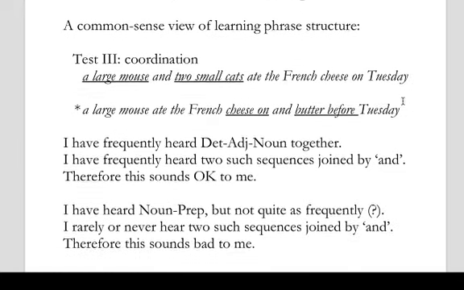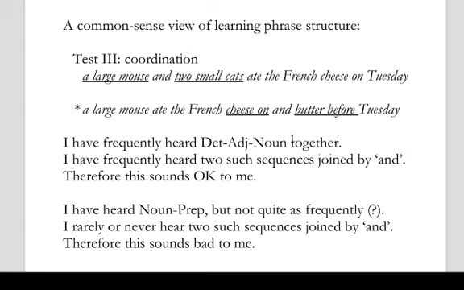Compare this to the non-constituent "she's on." How do I know that that's bad? Well, I've certainly heard noun preposition before, but not as frequently as determiner adjective noun. And I've put a question mark here to indicate that this is actually already pretty questionable, but let's assume that's right. These are just less frequent sequences that I haven't heard together as much.